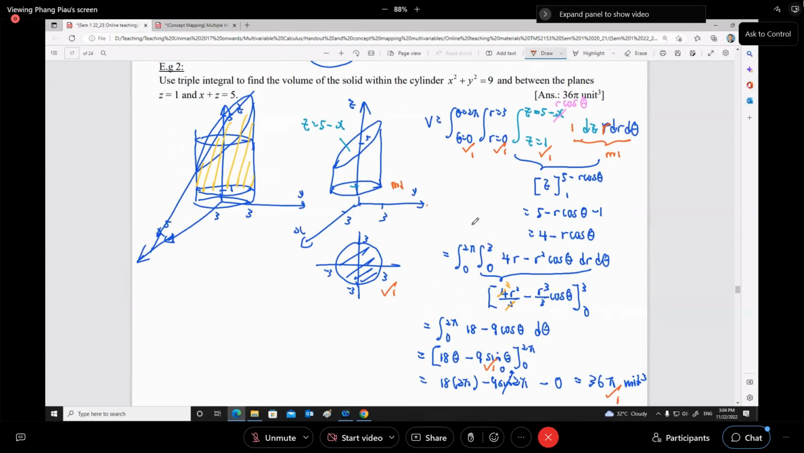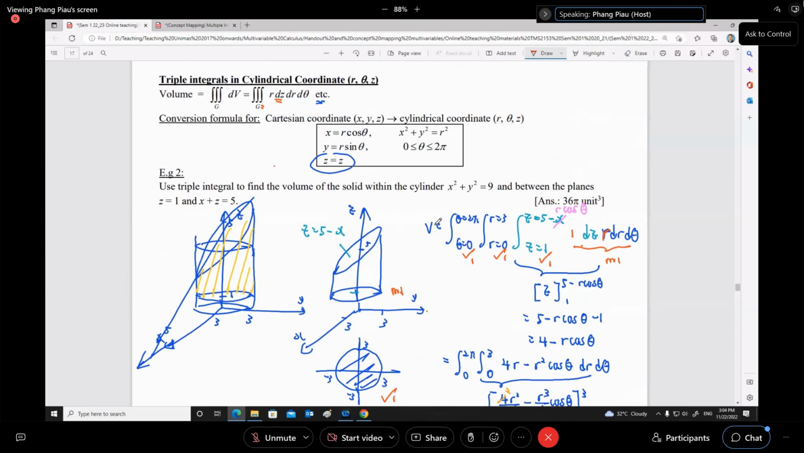So what I want to summarize is that the most challenging part for this question is again to sketch the 3D graph. If you are not able to sketch the correct solid, then you probably have a little bit of difficulty in getting the correct limits. For cylindrical coordinate, or even polar coordinate, always use the conversion formula. Make sure that you change your x to r cos theta. If you proceed with x here, definitely your integration will be wrong. And also don't forget this r, which comes after you consider integrating.